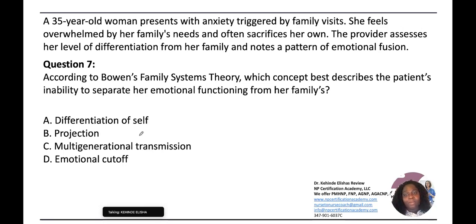Now, a 35-year-old woman presents with anxiety triggered by family visits. She feels overwhelmed by her family's needs and often sacrifices her own. The provider assesses her level of differentiation from her family and notes a pattern of emotional fusion. According to Bowen's family systems theory, the concept best describes the patient's inability to separate her emotional functioning from her family's. A. Differentiation of self. B. Projection. C. Multigenerational transmission. D. Emotional cutoff. Drop your answers in the chat, please.